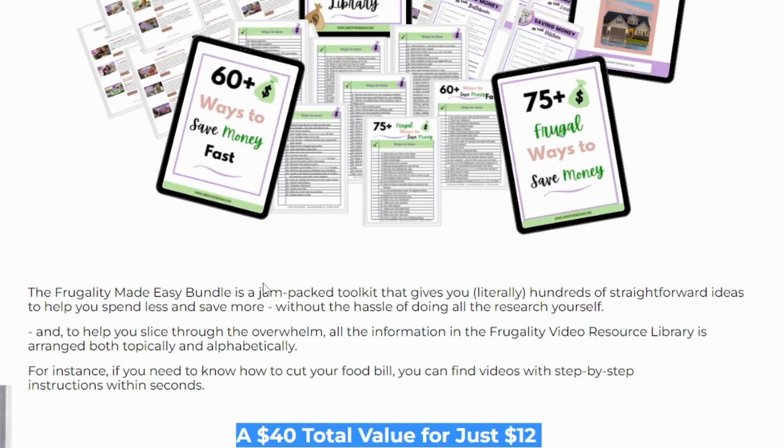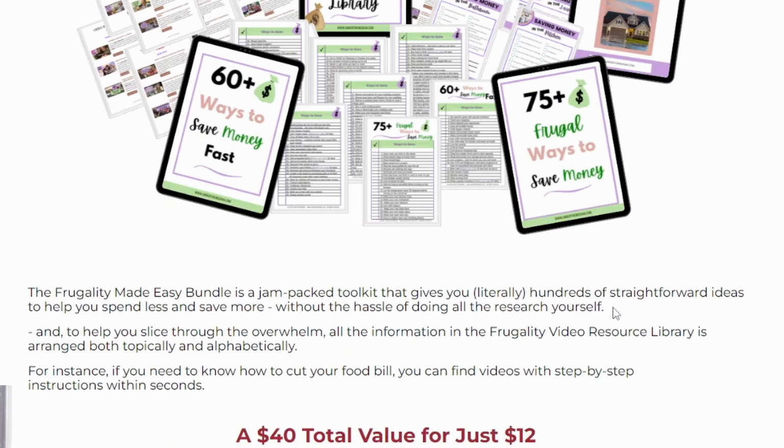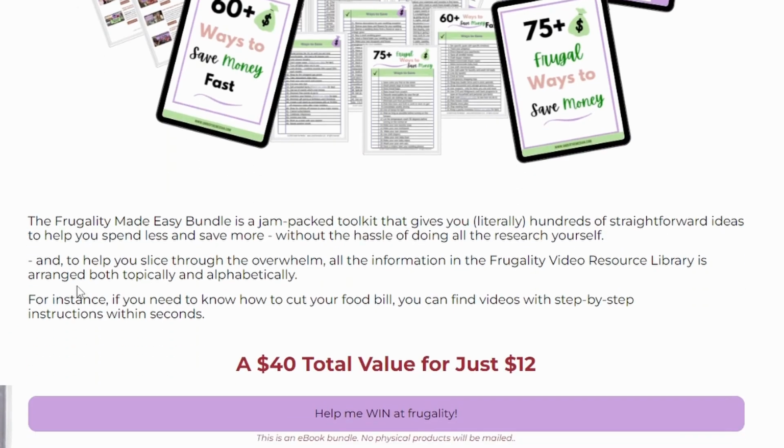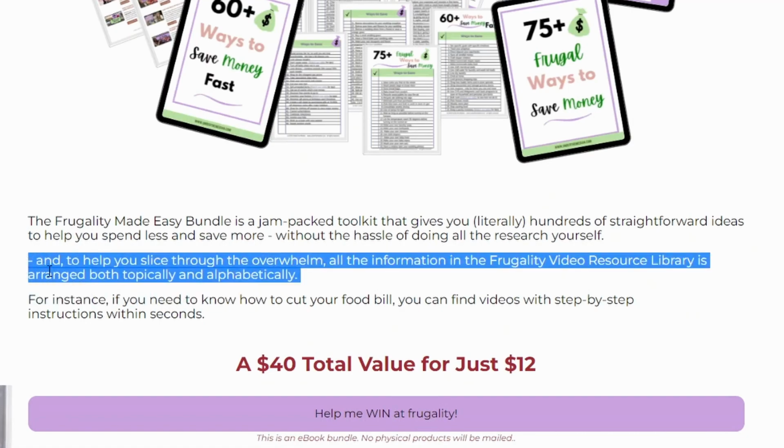Frugality Made Easy is a jam-packed toolkit that gives you literally hundreds of straightforward ideas to help you spend less and save more without the hassle of doing all the research yourself. I love this part. And to help you slice through the overwhelm, all the information in the Frugality video resource is arranged both topically and alphabetically. I'm not sure this is relevant just yet.